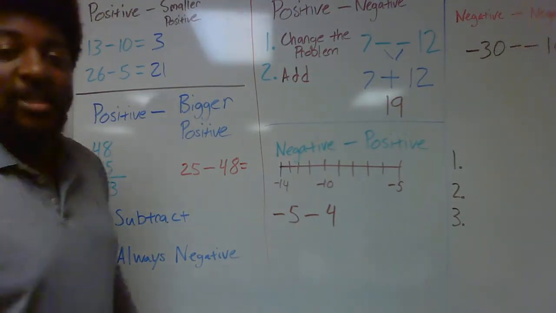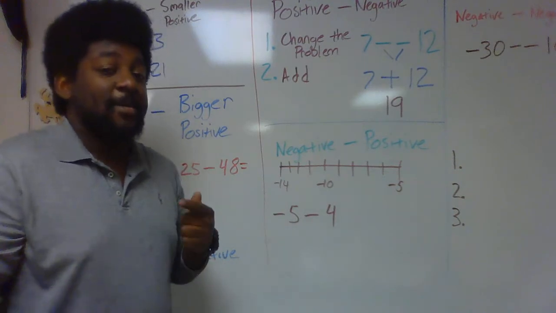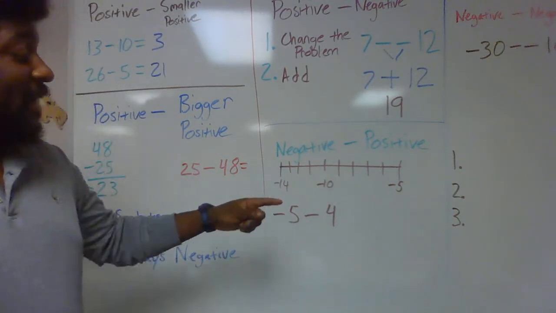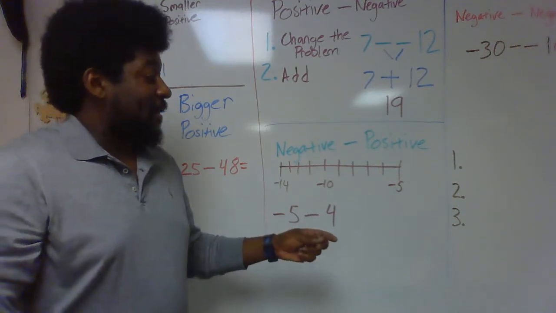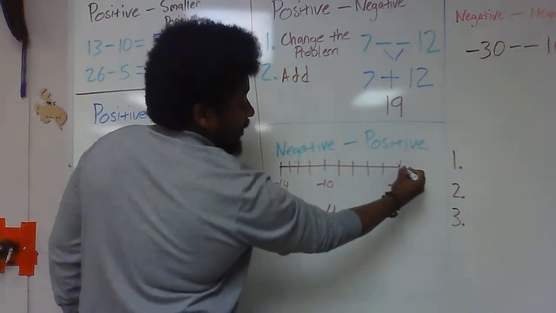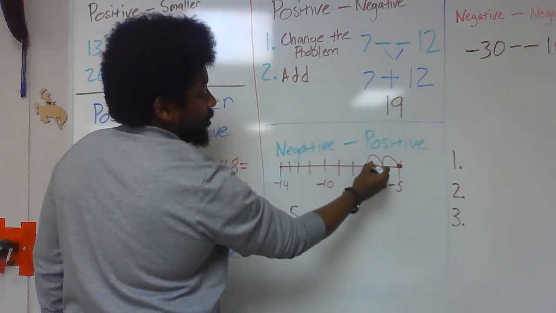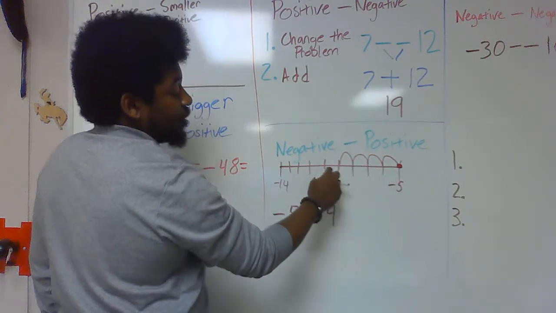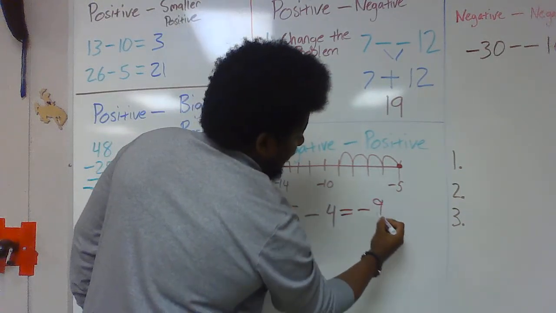So it's kind of confusing if I say I have -5 minus 4. Because a lot of people think, oh, that should give you -1, right? 5 minus 4 is 1. That makes sense. But when you have a negative minus a positive number, you actually have to think about it as starting at -5 and subtracting 4. 1, 2, 3, 4, which puts me right here before -10, which would give me -9.